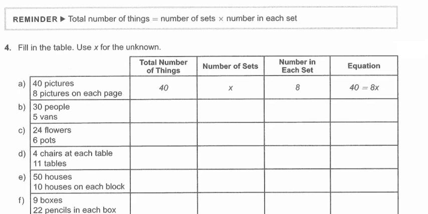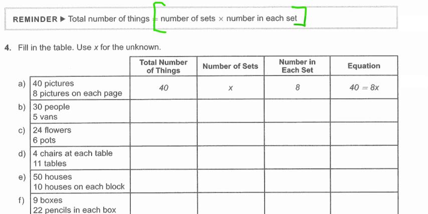So top of page 85, it says the total number of things equals the number of sets times the number in each set. So we're going to use this in the table below. It says fill in the table, use X for the unknown. So if there's 40 pictures and 8 pictures on each page, then there's 40 things. There's 8 on each set, we don't know how many sets. So 40 equals 8 times x, or 8x. In that case, if you solve that, x would be 5.